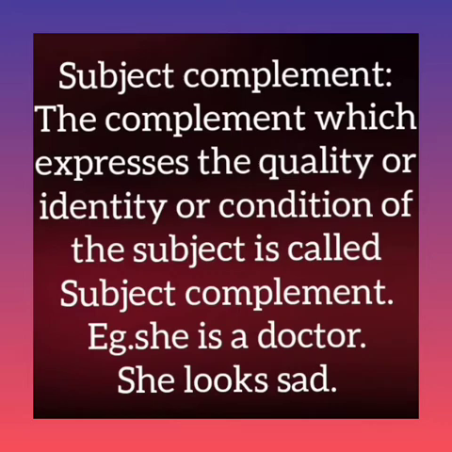Next, there are two types of complement: subject complement and object complement. What is a subject complement? A subject complement expresses the subject's quality, identity or condition. Example: She is a doctor. She is the subject here, is is the verb, a doctor is the complement here. So it talks about the subject's quality, identity or condition, then it is called a subject complement. She looks sad: she is the subject, looks is the verb, sad is the complement.